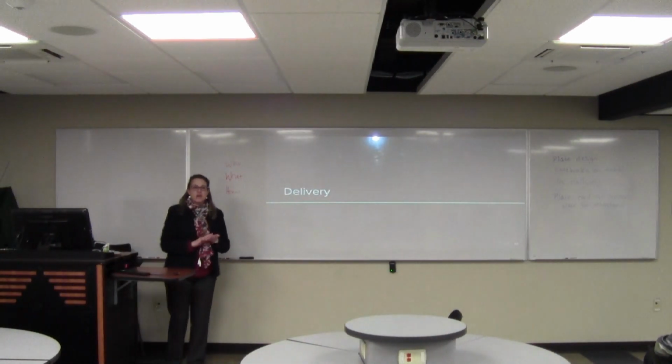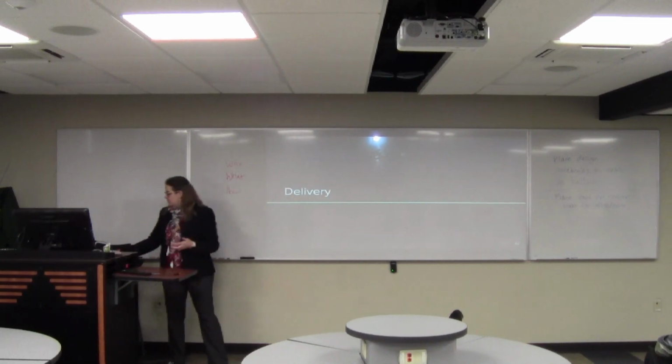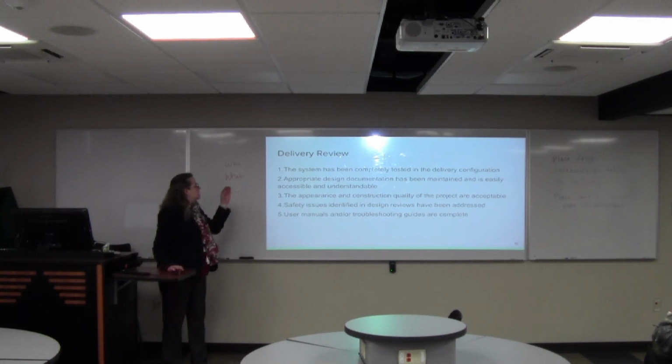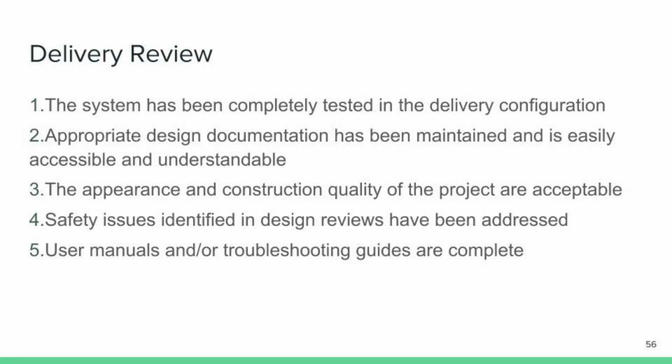The last thing we're going to talk about is the delivery. This is what you need to consider in your delivery review, checking these things off your list before you deliver your product to your customer. Is the system completely tested for delivery configuration? Have you tested it and know it's not going to fail or harm anyone? Is the design appropriate and has it been documented appropriately? Is the appearance and construction quality of the project acceptable?